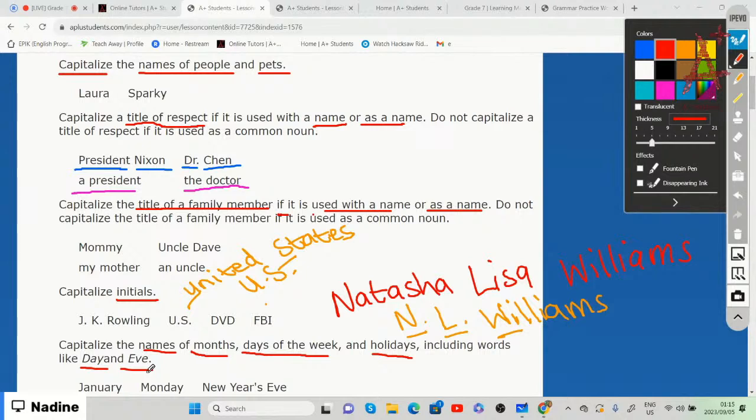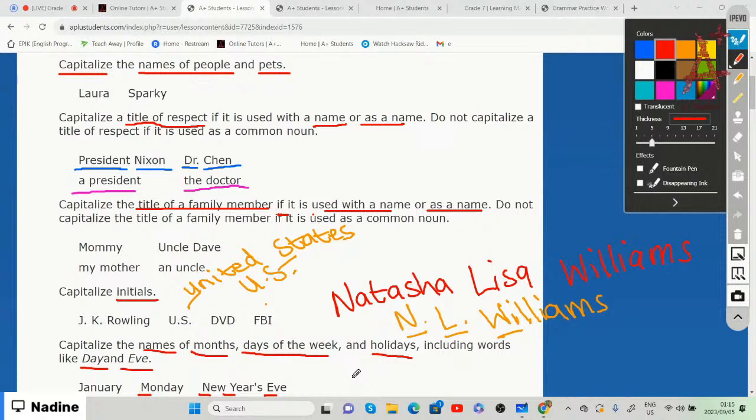All right. So like months, days of the week, holidays, the first letter of those words, whether it's a month of the year, days of the week, or holidays, starts with a capital letter. Example, J for January, F for February, M for Monday, T for Tuesday. New Year's Eve, we capitalize it.